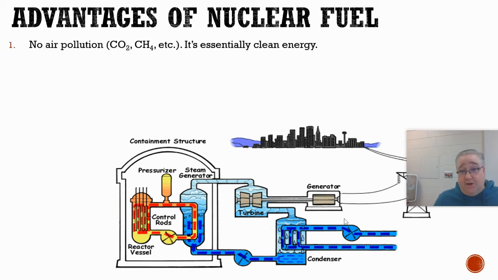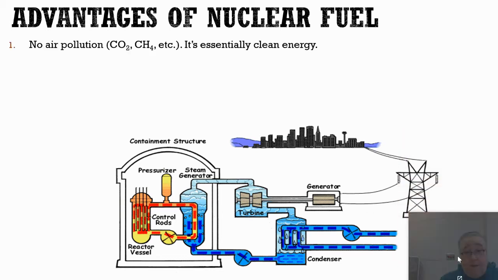So what are some of the advantages of nuclear fuel? All right, number one, and this is a big one, no air pollution. Remember we talked about a coal power plant and all the pollutants that are given off from coal. There's no fossil fuel burning here. There's no combustion reaction. There's no carbon dioxide being given off. There's no methane gas being leaked out. I mean, this is essentially clean energy. No pollution. Again, at the point of production.